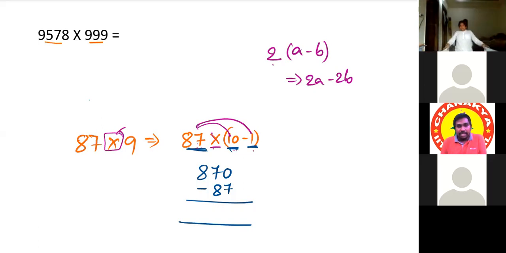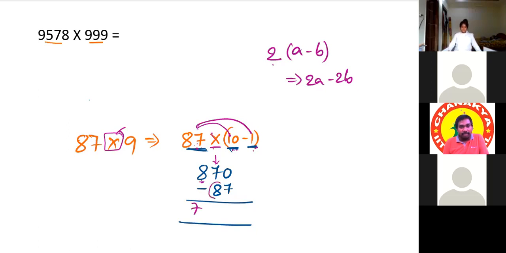87 10 times minus 87 1 time. Is it clear? Yes, sir. Now we are doing general subtraction. See, actually it should be 8 minus 0, 8, but because the next place is a mismatch, we have to reduce 1. 8 will become 7, right?